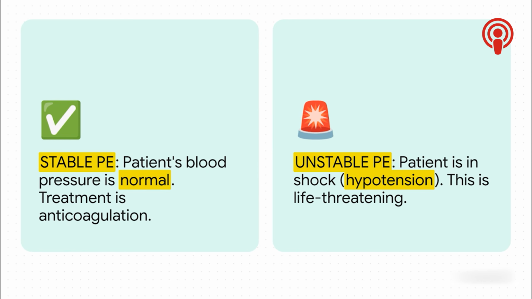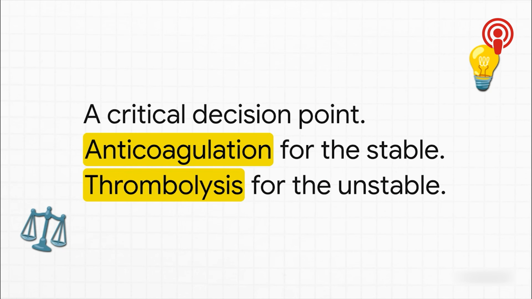So once PE is on your radar, your entire game plan, everything you do next boils down to one simple question. Is the patient stable or unstable? And really that just means, what's their blood pressure? If it's normal, they're stable. If they're hypotensive and in shock, they're unstable. This is the critical fork in the road. And that's because the treatments are night and day.